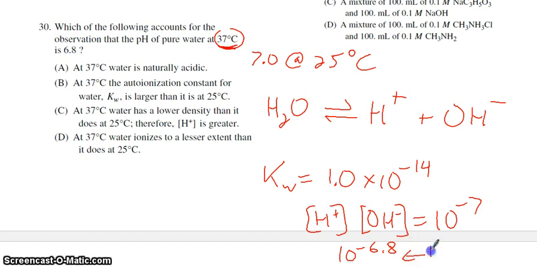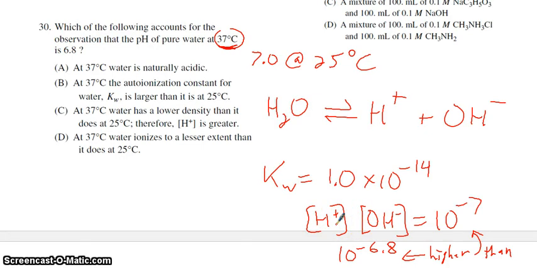Do you agree that this is higher? This number is higher than 10 to the negative 7. This is actually a bigger number, slightly, because we're raising it to the smaller negative power, if you would. So, in other words, our concentrations have increased.